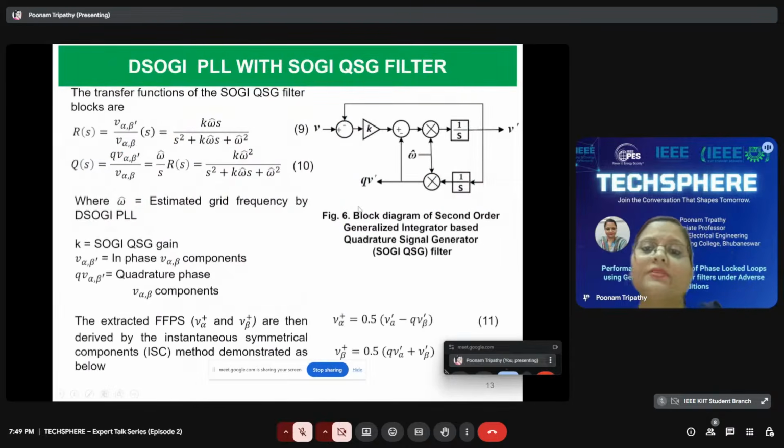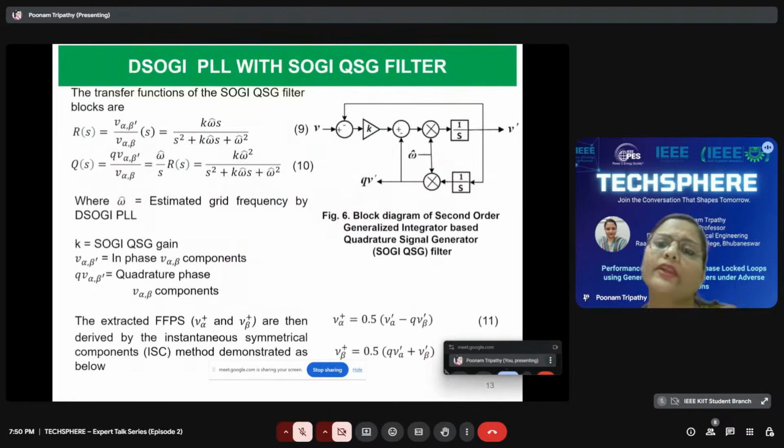So here comes the representation of the SOGI filter. In this generalized integrator based filter, two integrators have been used for the extraction of the orthogonal signals, that is the in-phase voltage component V dash and the orthogonal signal QV dash with respect to the input voltage V. So it is known as the SOGI filter, that is the second order generalized integrator filter. RFS and QFS represent the transfer functions of the in-phase and the quadrature phase voltage components with respect to the input voltage V, and K represents the gain value of the SOGI filter.